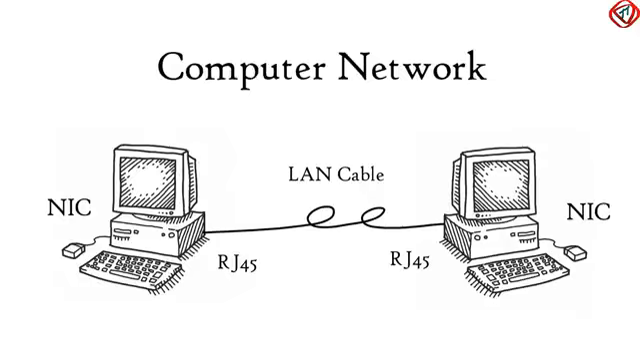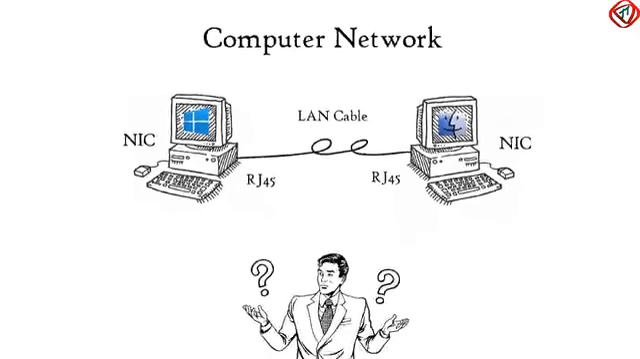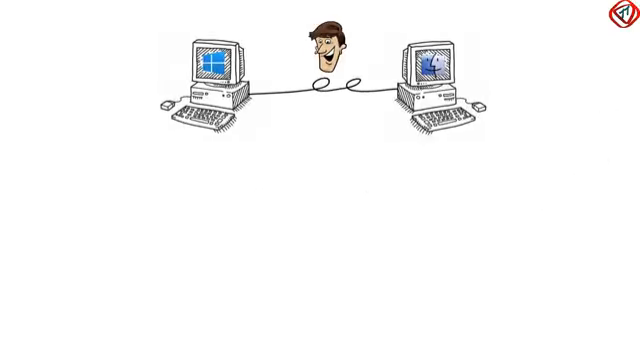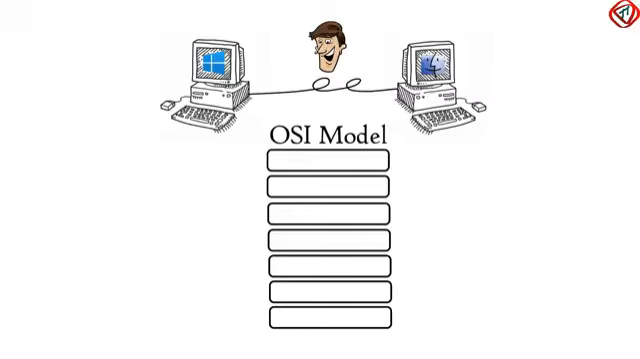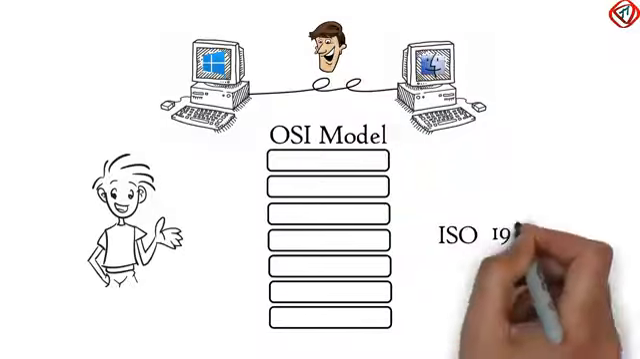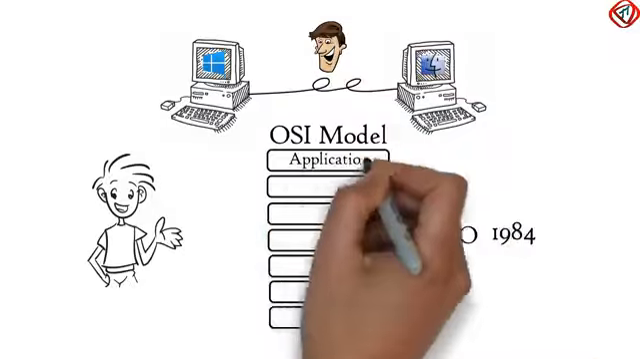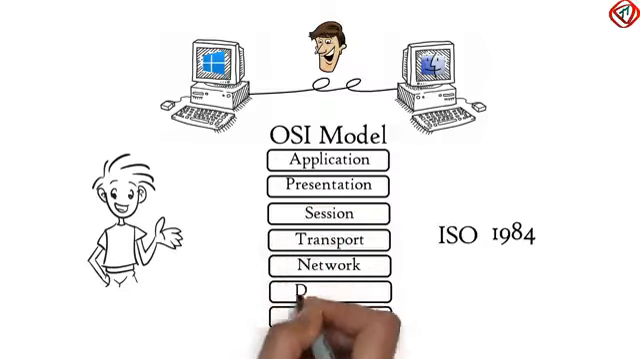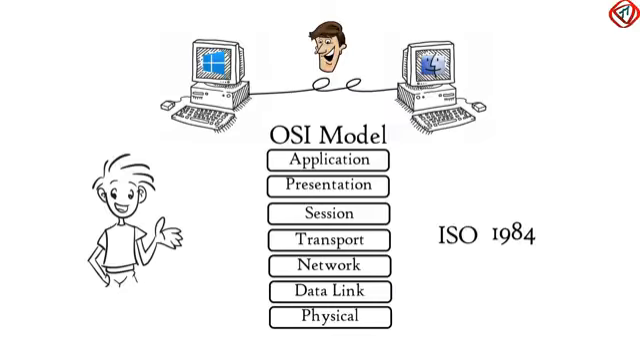But if one computer is based on Microsoft Windows and the other one has Mac OS installed, then how are these two computers going to communicate with each other? In order to accomplish successful communication between computers or networks of different architectures, the 7-layered OSI model, or Open System Interconnection model, was introduced by the International Organization for Standardization in 1984, containing application layer, presentation layer, session layer, transport layer, network layer, data link layer, and physical layer.